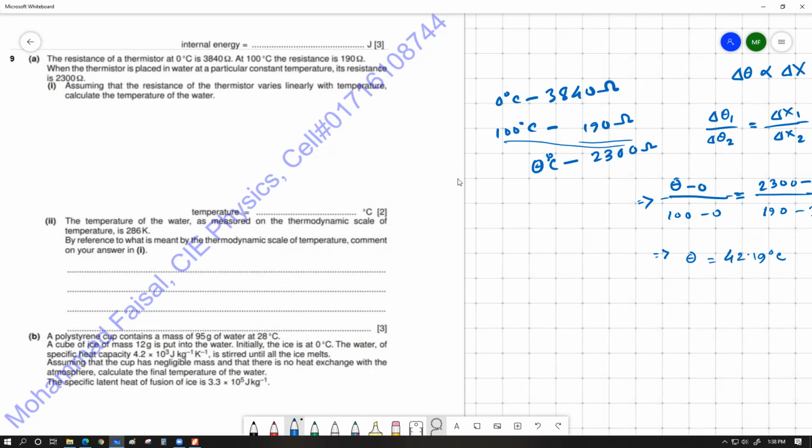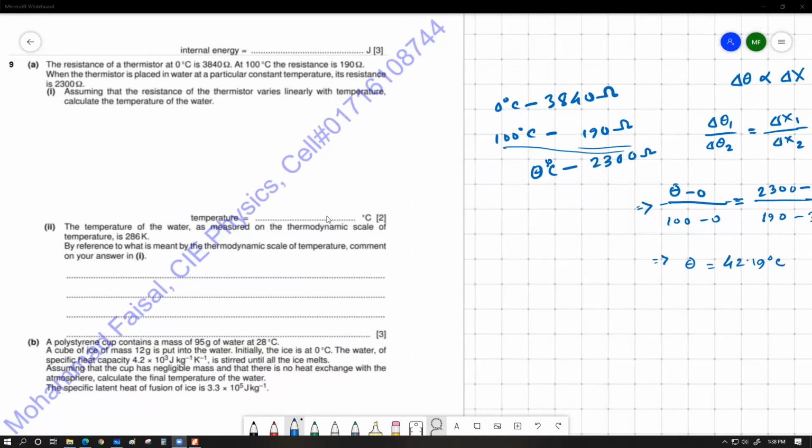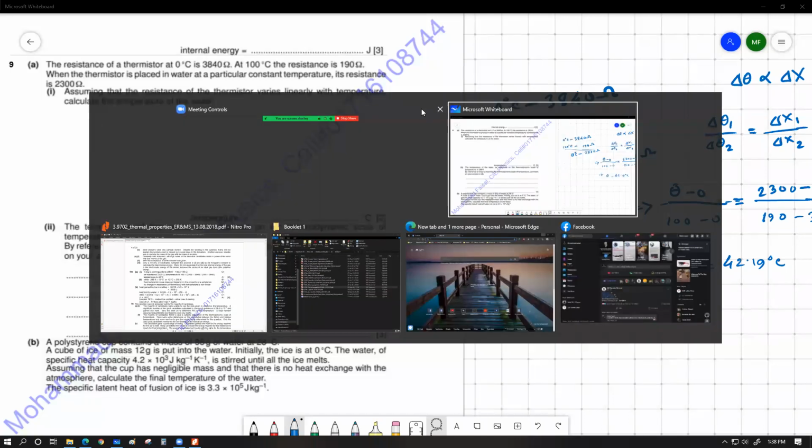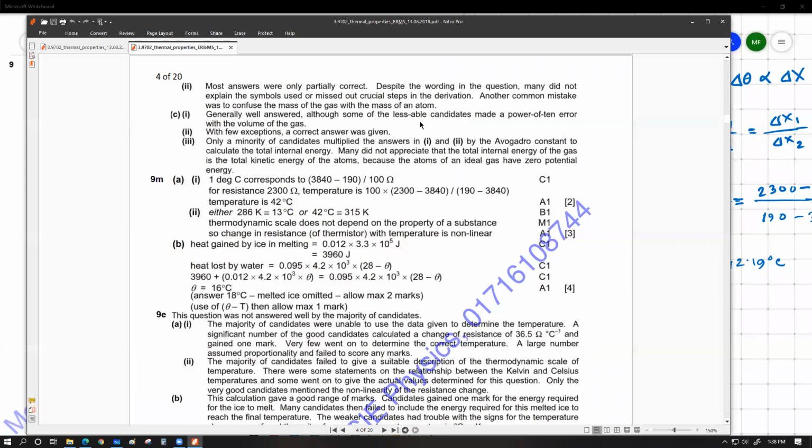Okay, I'll explain what I did for question number 9A1. First of all, let's go for the definition. The definition should be pretty self-explanatory. We discussed the definition of the thermodynamic scale in the first parts of our class.